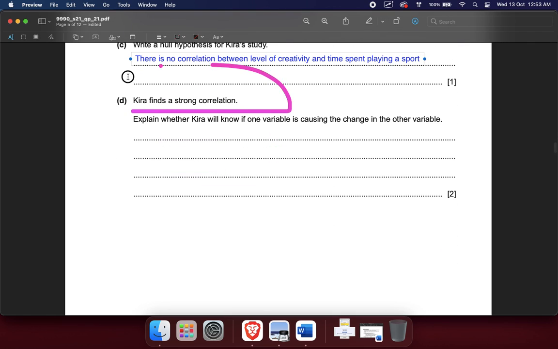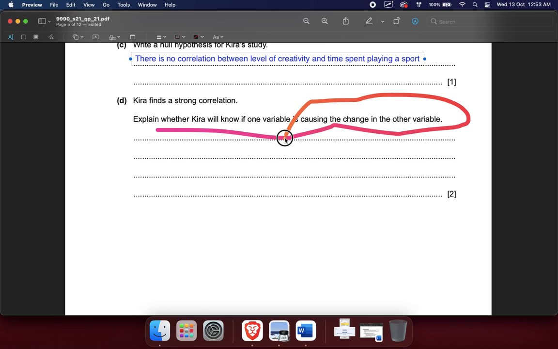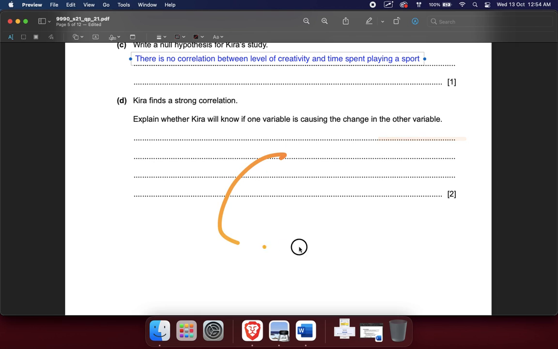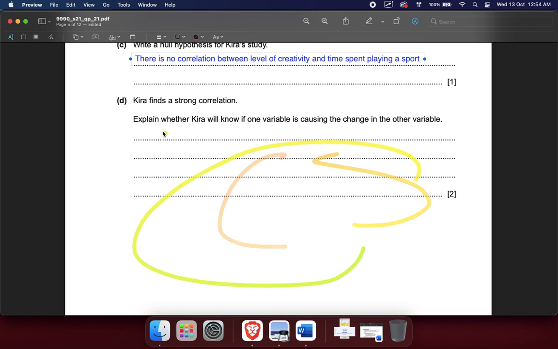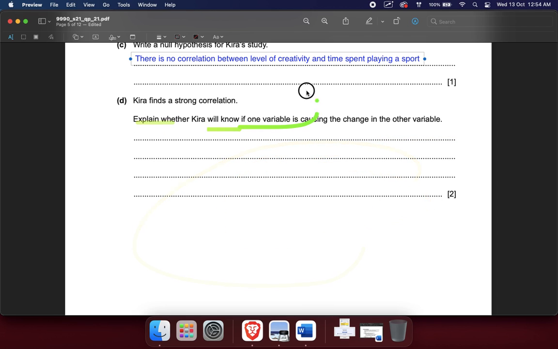Okay. Now let's assume Kira finds a strong correlation. Right? It doesn't say negative or positive, it just says finds a strong correlation. What does that mean? That means when one moves up, the other one also moves up quite fast. If one moves down, the other one also moves down. Explain whether Kira will know if one variable is causing the change in another variable. Okay, so this is a bit of a tricky question that requires common sense.